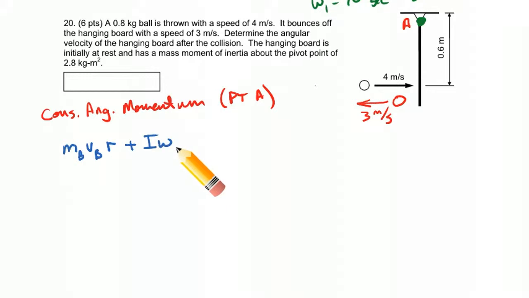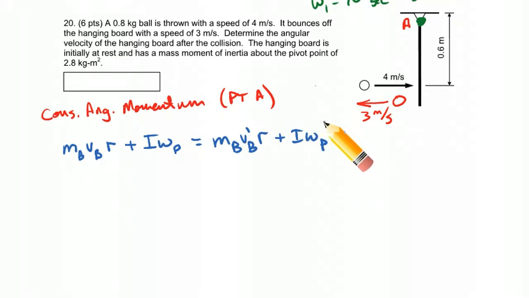We'll call it a plank just to have a different thing here. Okay, and that's going to be equal to the mass of the ball, velocity of the ball after the collision times its radius, distance plus I omega of the plank afterwards. So there's what we want to find. Okay, the plank's not rotating before, so that's 0.